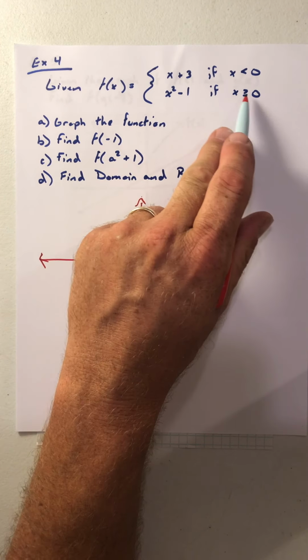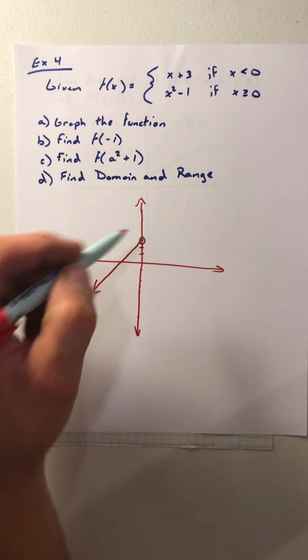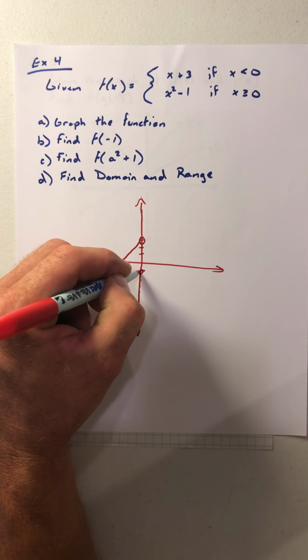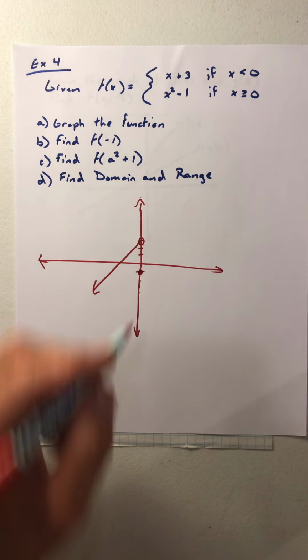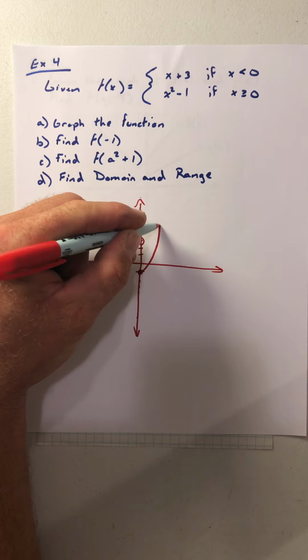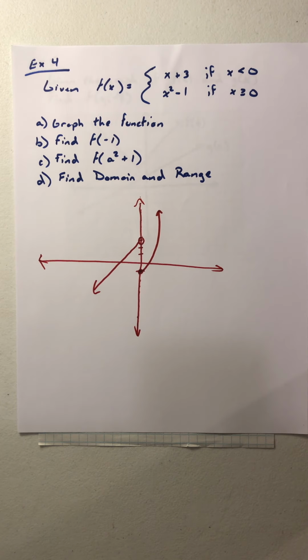x squared minus 1, if x is greater than or equal to 0, that is parabolic. I'm going to start here at negative 1, and it's going to go up in a parabolic form. So there's the graph of my function.